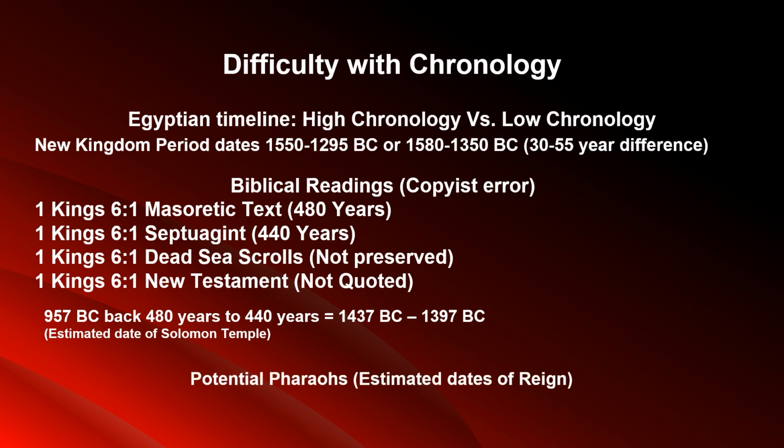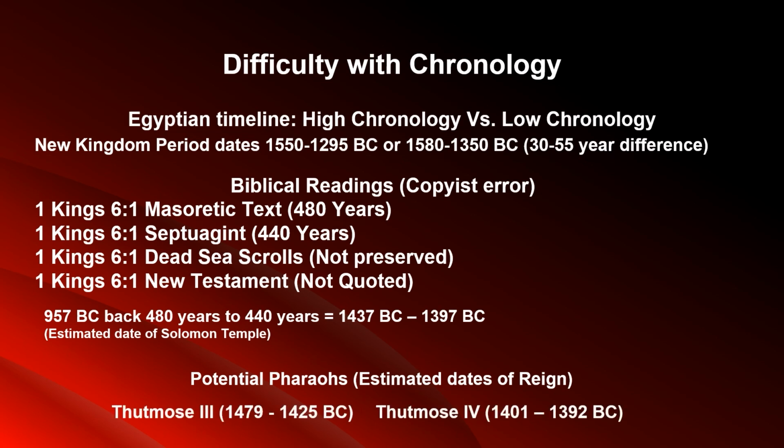Now that leaves us with 2 potential pharaohs. That is Thutmose III and Thutmose IV. But I think we can do a lot better than this. What we should look for is, in the archaeological record, evidence of something that is attested to both by biblical sources as well as Egyptian sources, and see if we can build a more specific timeline from that.